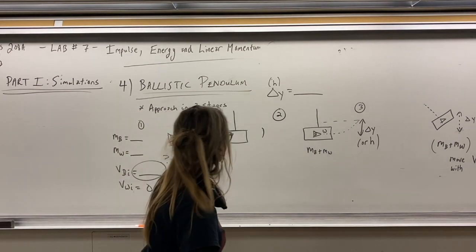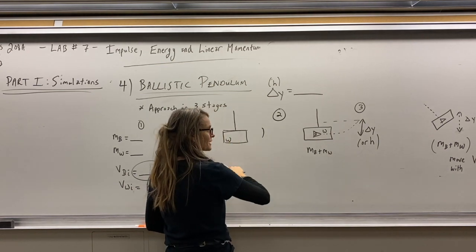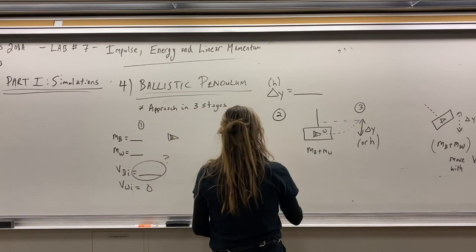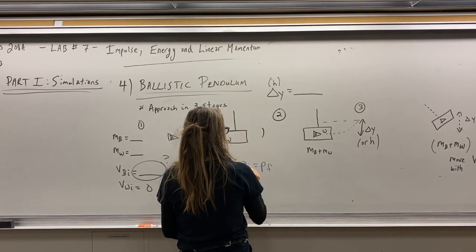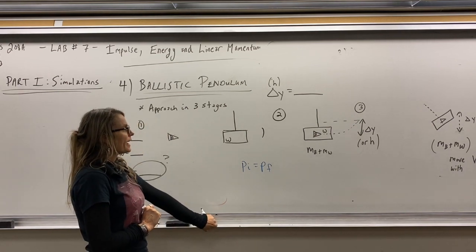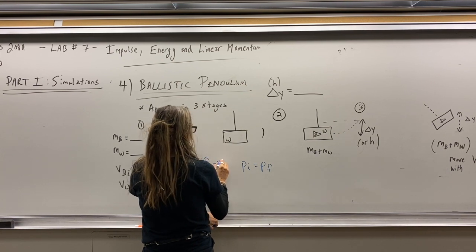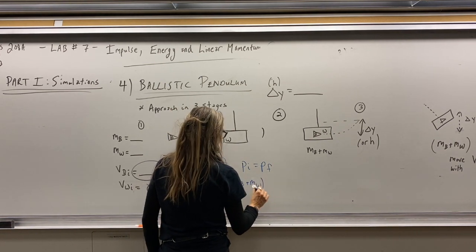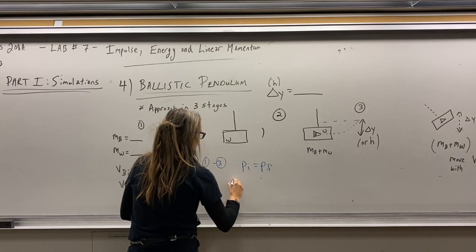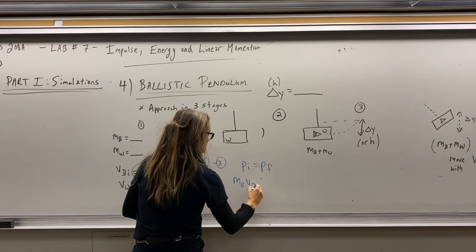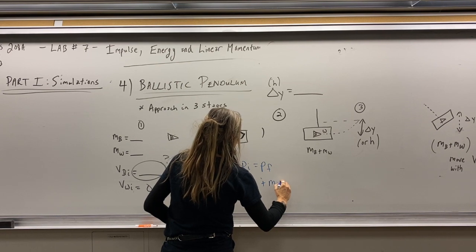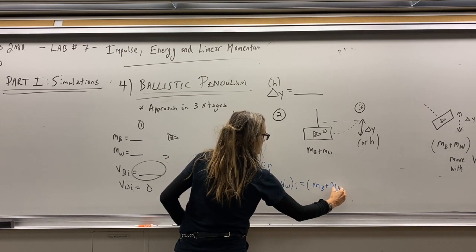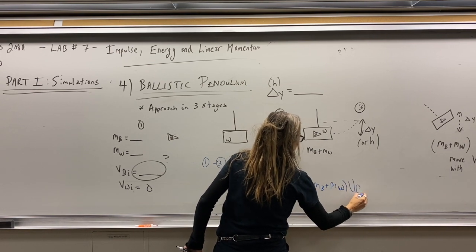You take that from the simulation. Okay, so the important things here are, momentum conservation holds true throughout the entire process. So the initial momentum, Pi equals Pf, throughout the whole process, that's steps 1 through 3. So what we could say is the mass of the bullet times the velocity of the bullet plus the mass of the wood block times the velocity of the wood block initially will equal mb plus m wood times v final. Okay, so we can use that.